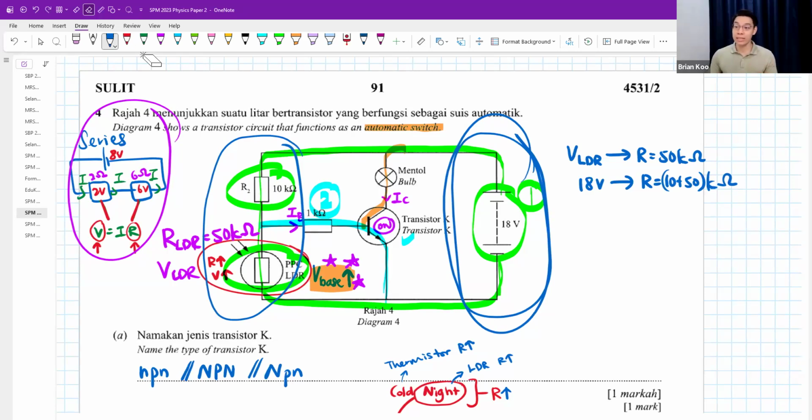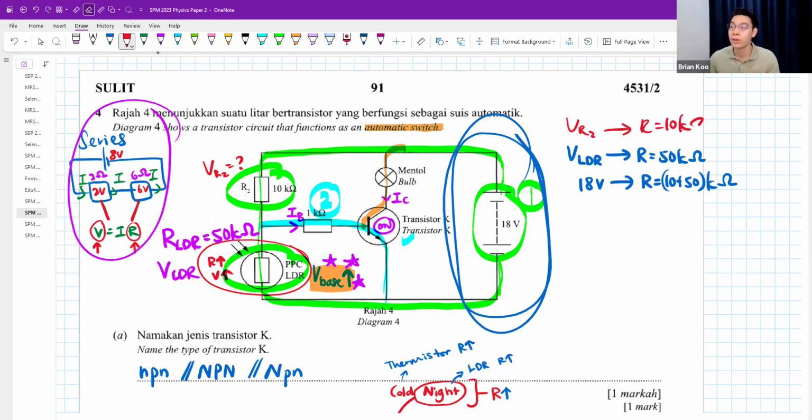Some people also ask, teacher, what about the voltage at this R2? Let's call it R2. But if you know, you can also write it as one of the ratios, like the voltage of R2 with a resistance of 10 kilo ohm. So there are only 3 ratios that you can possibly write.